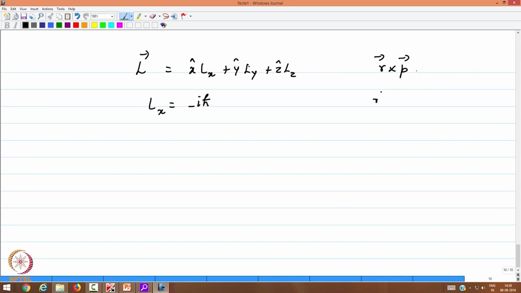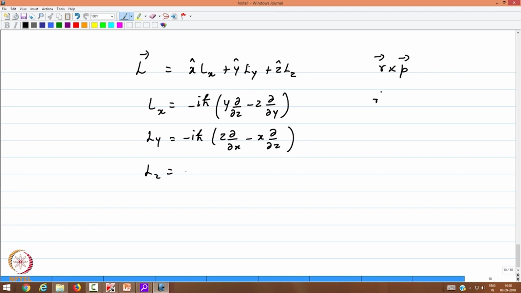minus i h bar d by dx, d by dy, d by dz. Then Lx will be y dou by dou z minus z dou by dou y, and Ly is minus i h bar z dou by dou x minus x dou by dou z, and Lz is minus i h bar x dou by dou y minus y dou by dou x. It's easy to remember, this is cyclical: yz, zx, xy.